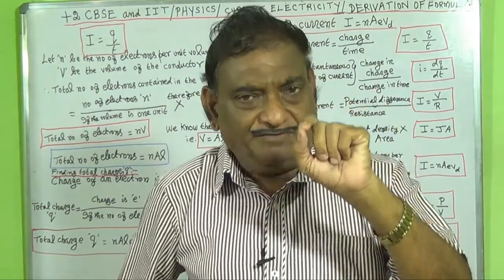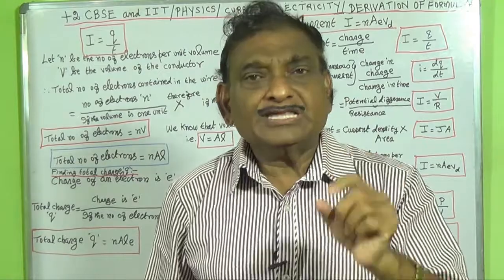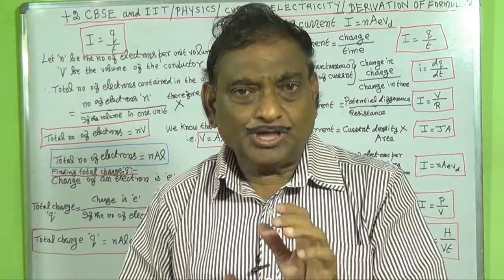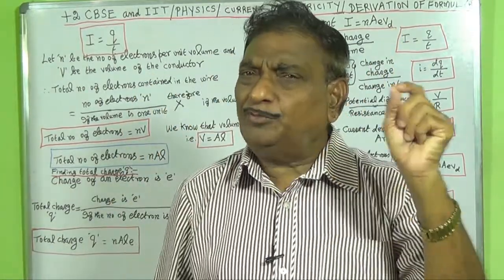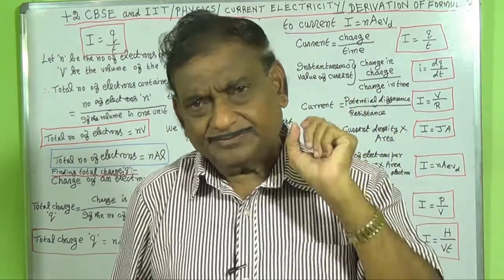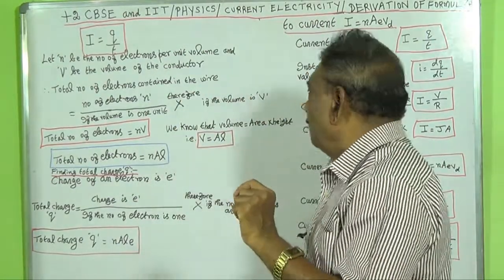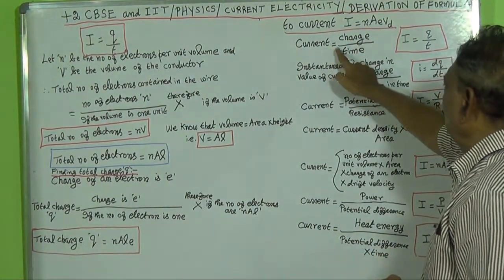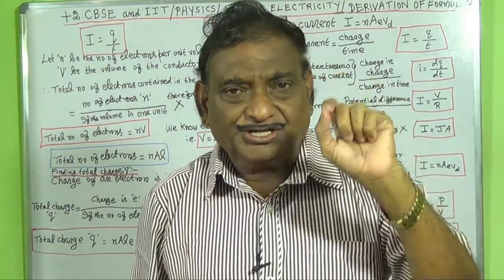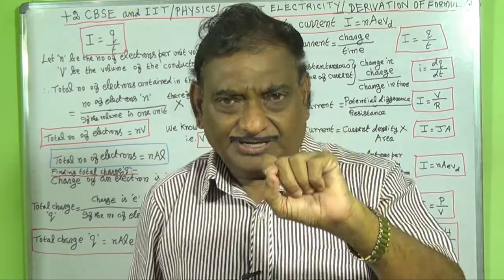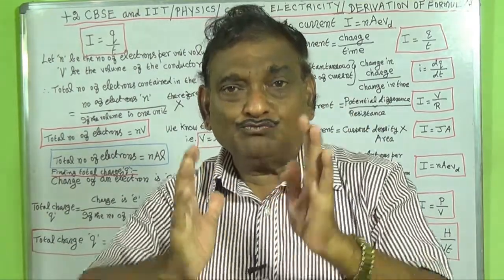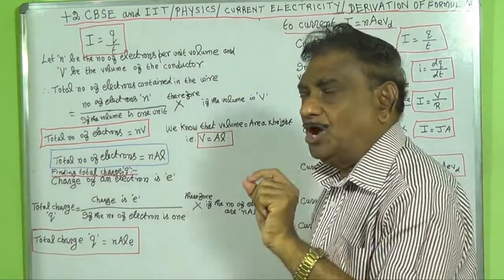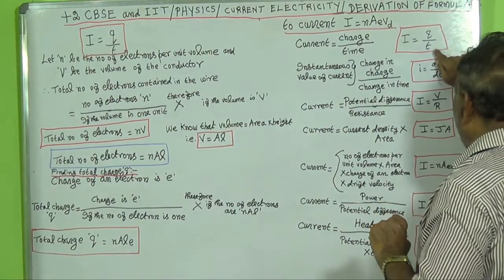Before going to the derivation, I want to say some formulae we have seen in this chapter, current electricity, for the current. What are the formulae we have seen in this chapter? The first formula for the current is Q by T, that is current equal to charge by time. It is the rate of charge flowing in a conductor, that is the charge flowing per second is called current, so we are dividing the charge by time.